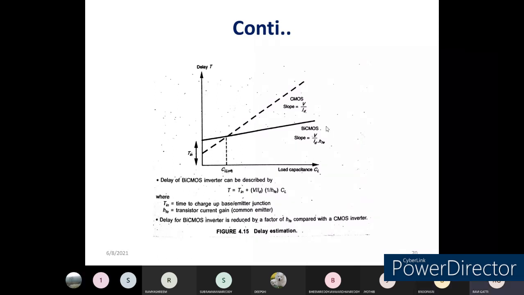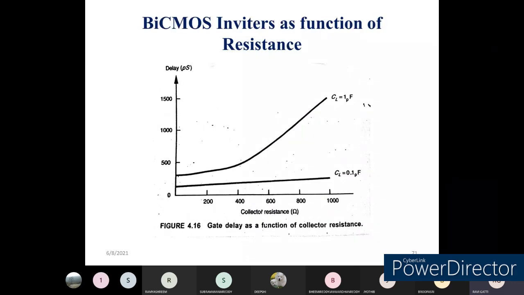Okay, so now we will go for the next one, which is the last one you can see here: the BiCMOS inverters as a function of resistance. Now you can see the gate delay plotted against the collector current. As the collector current increases, the gate delay also increases. Why? Because the channel length reduces or the channel resistance increases.